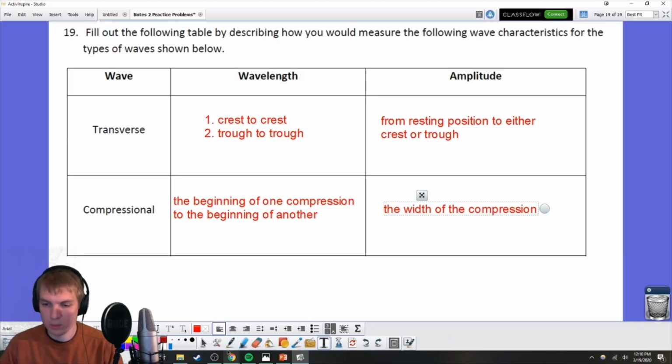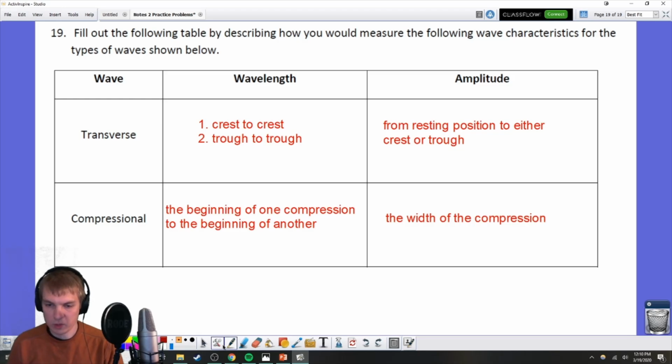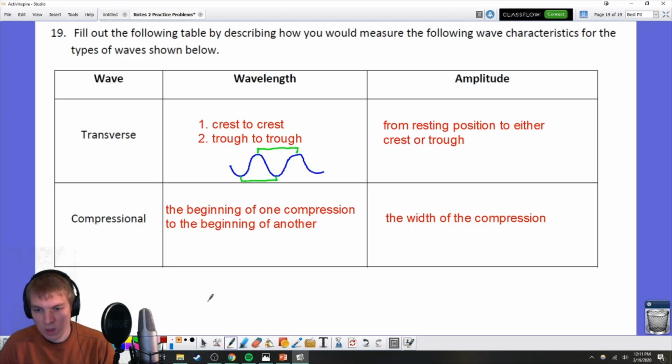All right, so what I'm going to do now is draw pictures to emphasize what I'm talking about there. If I do a wavelength here, if I just draw a simple wave, I can either do from crest to crest or trough to trough. That's going to be a wavelength. For a compressional wave, let's say you have a compression and then a rarefaction, and then another compression and then another rarefaction. So the wavelength is going to be from the beginning of the first compression all the way to the compression here.